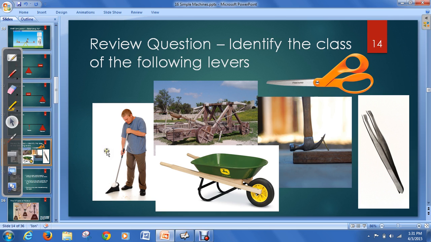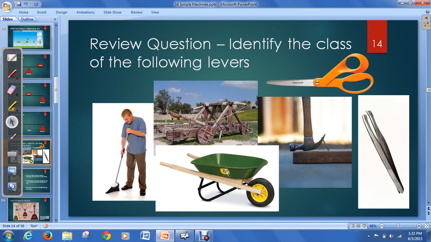In this example, let's think about what's in the center. We have the load down here. We have the force right here, and we have the fulcrum at this point on his hand. So in this case, the force is in the middle. That means it's a third class lever. The wheelbarrow, like we talked about, is a second class lever, right?